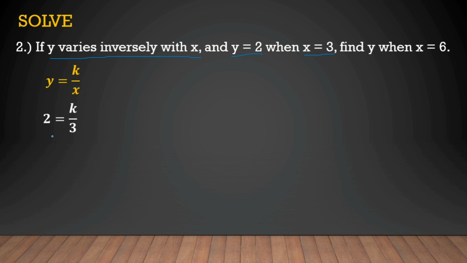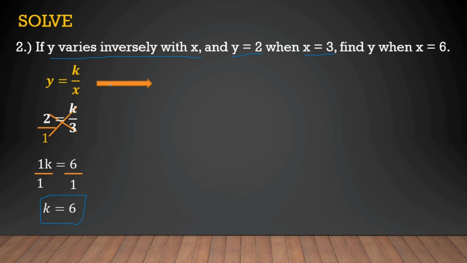So, to solve this, pwede natin siyang i-cross multiply. Lalagyan lang natin to ng over 1 para maging proportional lang silang dalawa, yung equation na yan. Tapos, we can do cross multiplication. So, k times 1 is 1k, then 2 times 3 is equals to 6. So, para k na lang matira dito, divide natin both sides by 1. So, k is equal to 6 because 6 divided by 1 is 6. So, ito yung constant of variation naman natin.